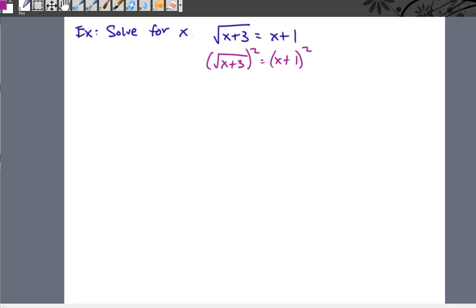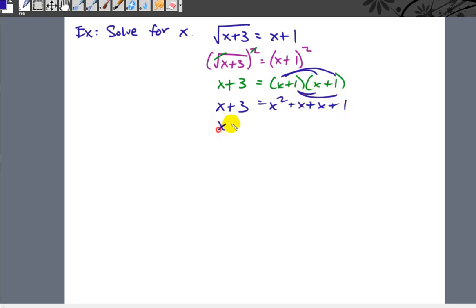So what's going to happen in this case is the square root cancels with the square. We get x plus 3 equals, and then x plus 1 squared is x plus 1 times x plus 1. Now let's say instead of box, we use FOIL. If you use FOIL instead, you do first, then outer, inner, and then last. So we have x plus 3 equals x squared plus 2x plus 1 when we combine like terms here. Okay, next we want to get all the terms on one side.